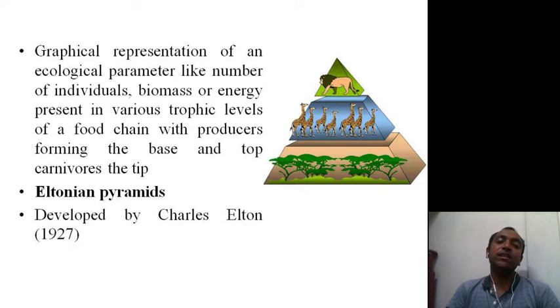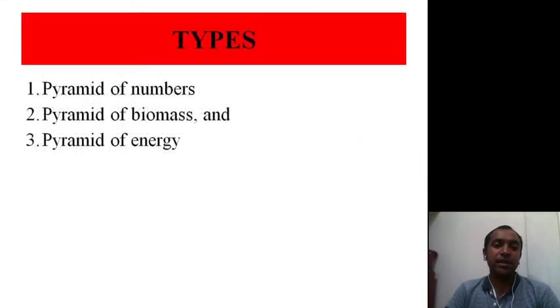Now, these ecological pyramids were basically developed by Charles Elton in 1927. Hence, they are also known as Eltonian pyramids. Now, the different types of ecological pyramids are pyramids of numbers, pyramids of biomass, and pyramid of energy.